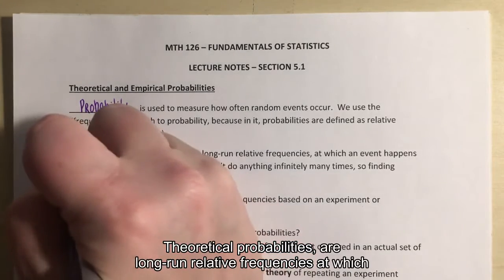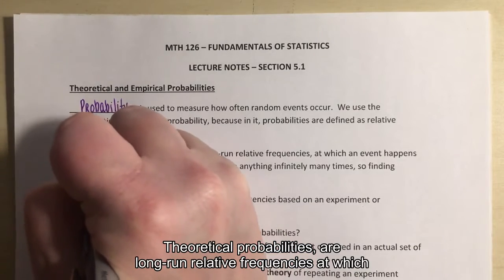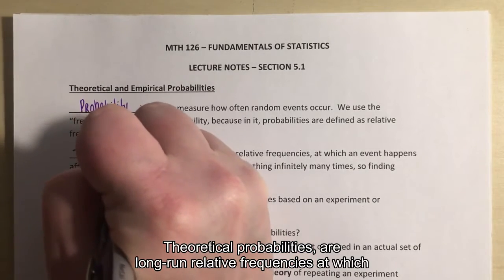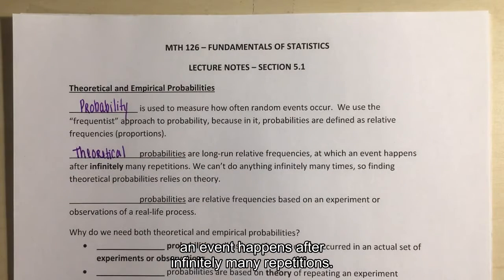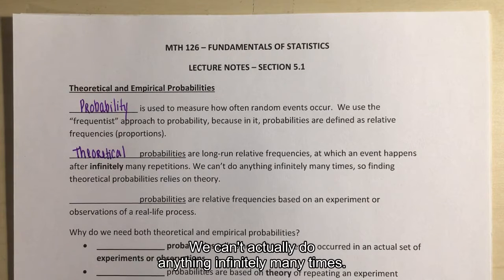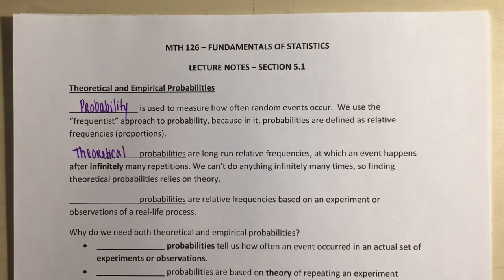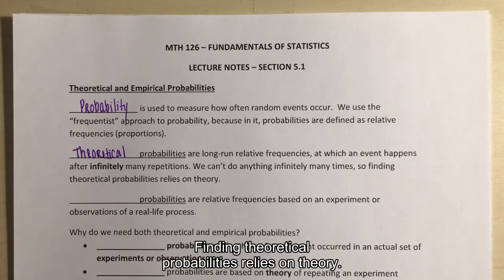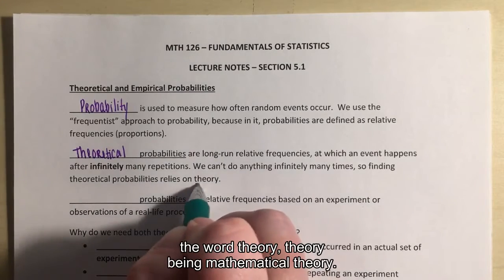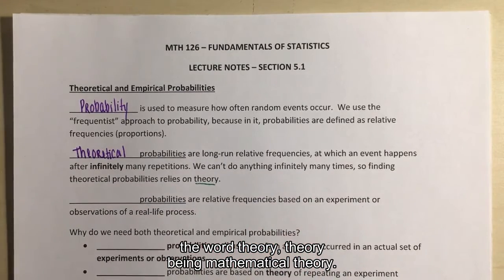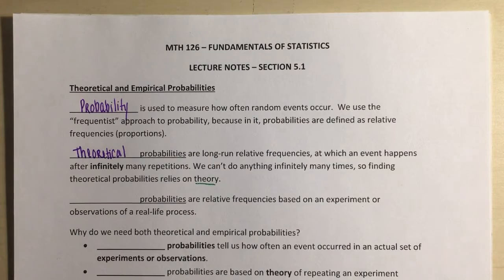Theoretical probabilities are long-run relative frequencies at which an event happens after infinitely many repetitions. We can't actually do anything infinitely many times, so finding theoretical probabilities relies on theory. If we think of the word theoretical, it comes from the word theory, theory being mathematical theory.